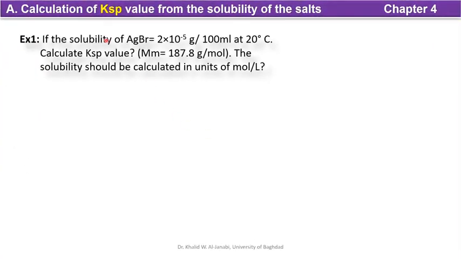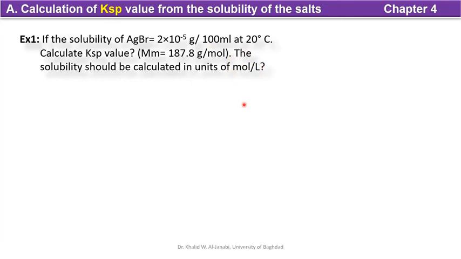Here is the first application for KSP. In this example, we have given the solubility of the salt AgBr, in the unit of gram per 100 milliliter at a certain temperature. And we are requested to find the value of KSP. So first of all, we have to convert the unit from gram per 100 milliliter into mole per liter.